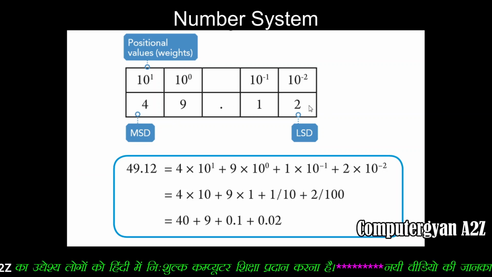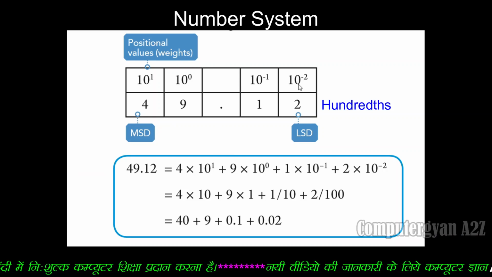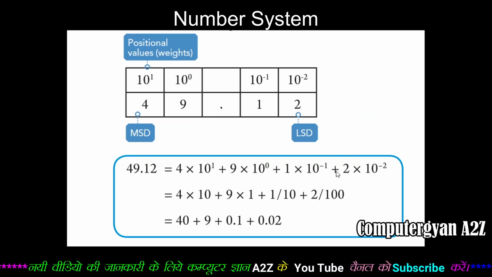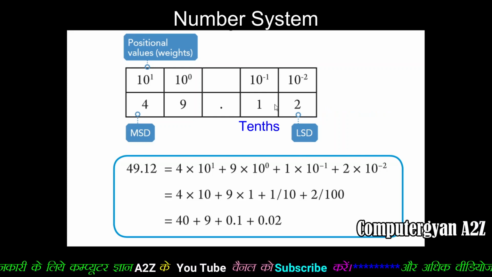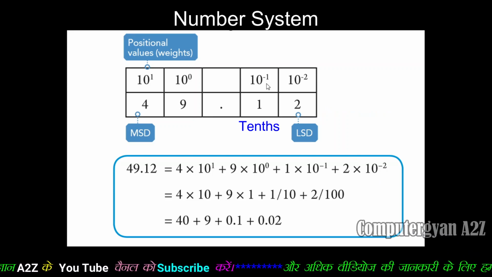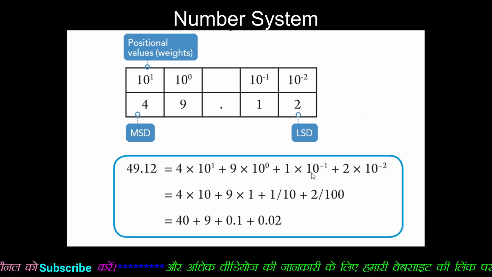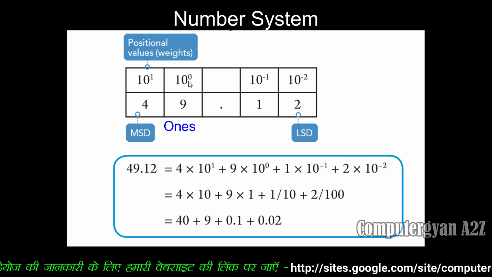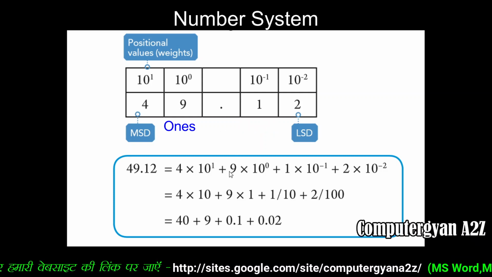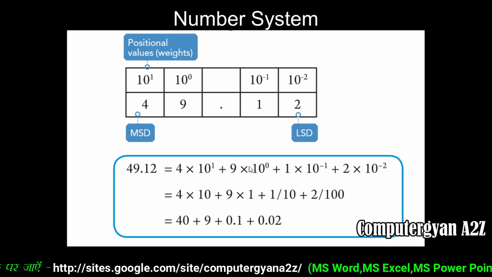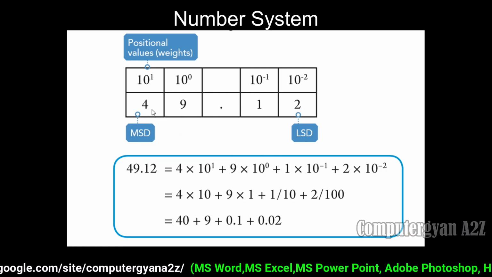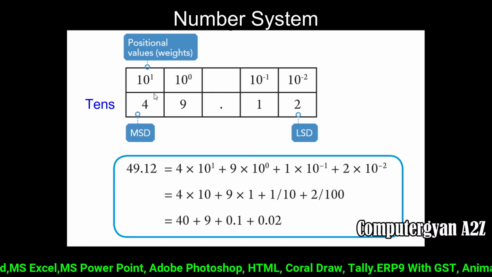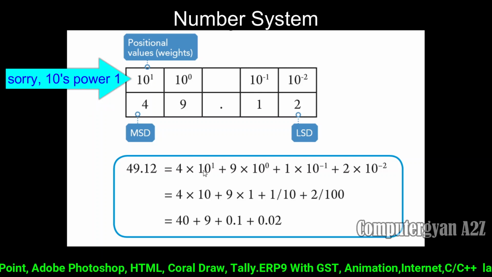So here you can see the last position is hundredths, so its value is 10 power minus 2. So here will be 2 multiplied by 10 power minus 2, and use a plus sign. After that, the position is tenths and its weight is 10 power minus 1. So here will be 1 multiplied by 10 power minus 1, and use a plus sign. After that, the 9's position is ones and its value is 10 power 0, and here will be 9 multiplied by 10 power 0. After that, I use a plus sign, and the 4's position is tens and its value is 10 power 1.